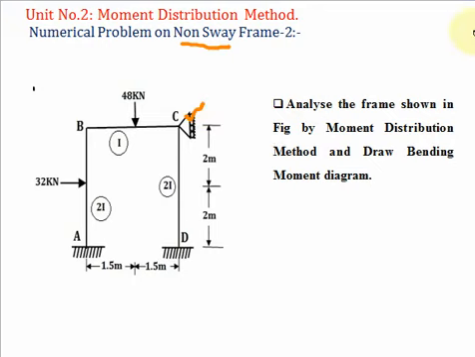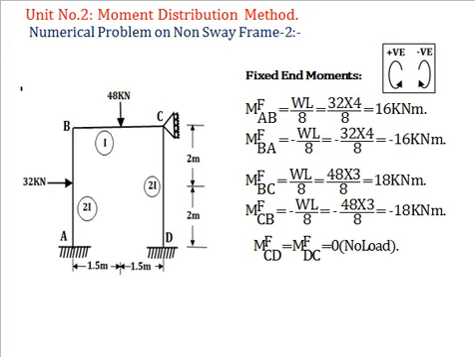So the problem is as follows. Analyze the frame shown in the figure by moment distribution method and draw the bending moment diagram. First we have to find out the fixed end moment for each span. So let's consider the sign convention: anti-clockwise positive and clockwise negative.